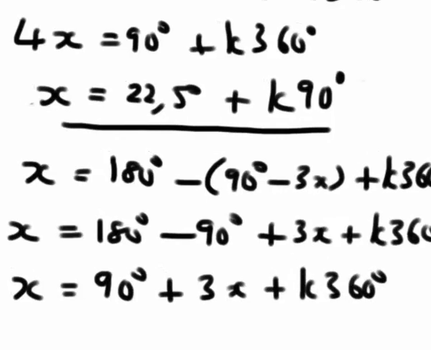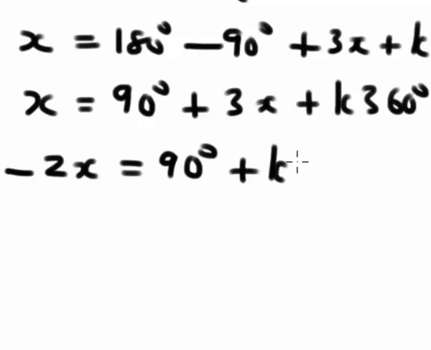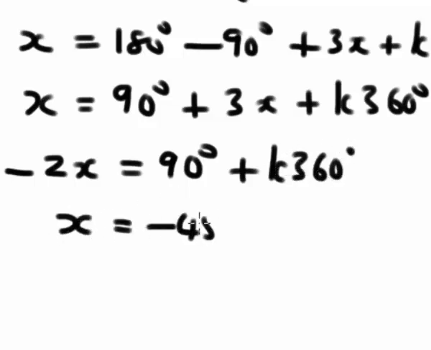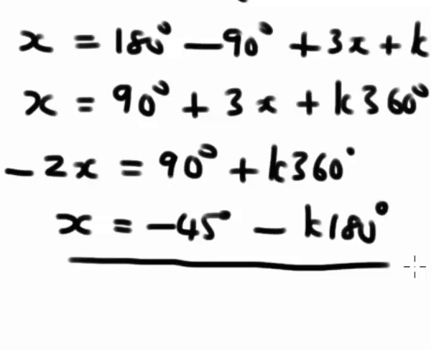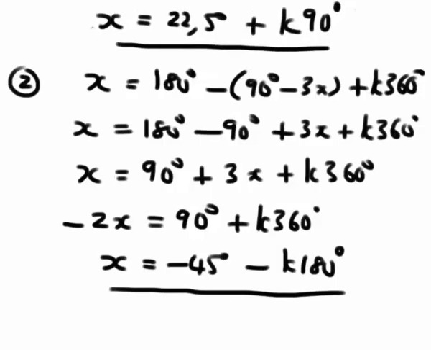And then, of course, what we can do, bring that across: x minus 3x is negative 2x, is 90 plus k 360. And if we divide both sides by negative 2, you get negative 45 minus k 180, which, of course, is your second general solution to that equation. Okay, so these are very valuable kinds of equations that you can deal with. So these could be extended to other things.